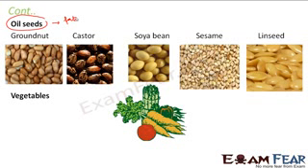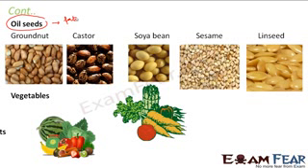Then we have a variety of vegetables, green vegetables and colored vegetables, and they are all a very good source of vitamins and minerals. And of course we have fruits, which are again a good source of vitamins and minerals. A diet which has a combination of all of this is said to be a good diet which can keep you healthy. So these are the crops which are cultivated in fields.